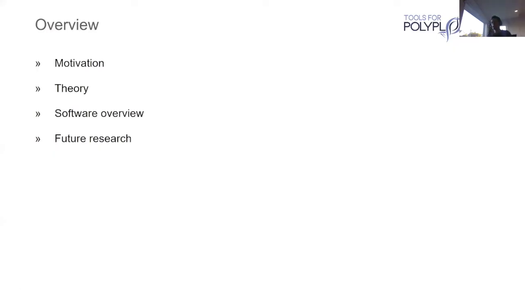Okay, so I'll start with a little bit of motivation of why we're looking at haplotype assembly from sequence data. Then I'll go over some of the theory. There's a little bit of statistical theory to go over there. Finally, I'll try and do a quick live demonstration of the tool on a small data set and then talk a little bit about some future research.